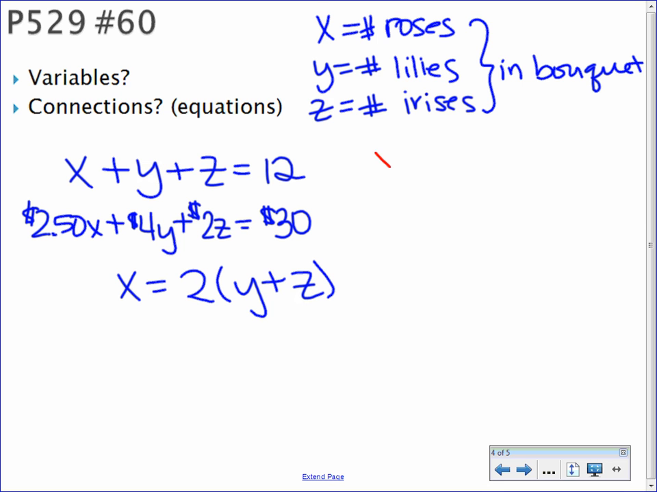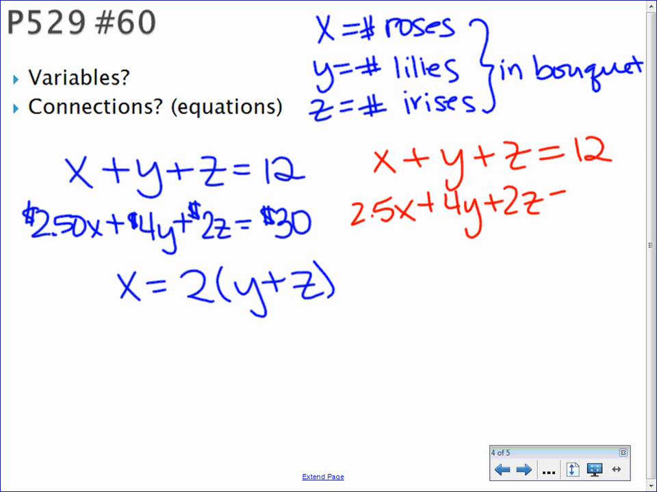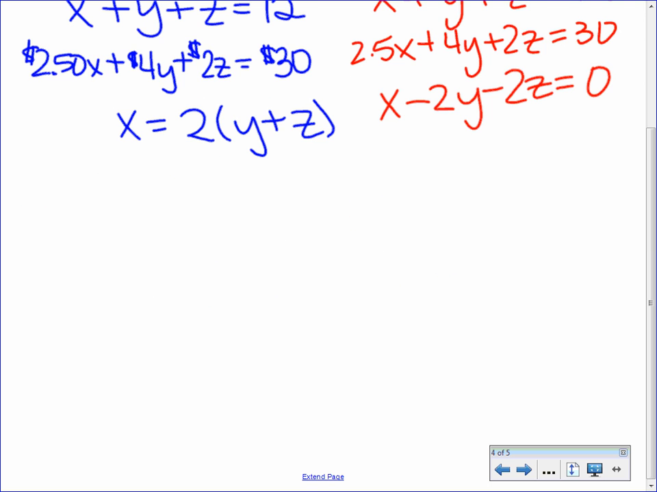Okay. So let's go ahead and rewrite these into a nice system. We have x plus y plus z equals 12. We have 2.5x plus 4y plus 2z equals 30. And then I'm going to write this as x minus 2y minus 2z equals 0. Okay. All right. So let's pick a variable to eliminate. So you want to eliminate z.